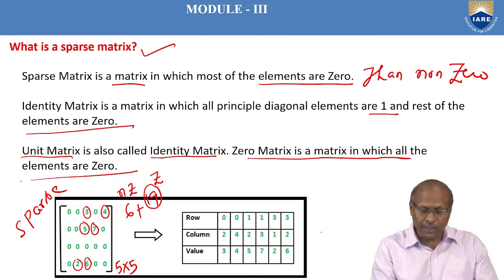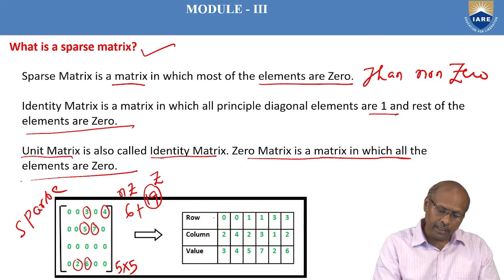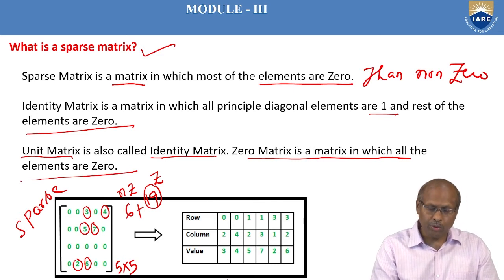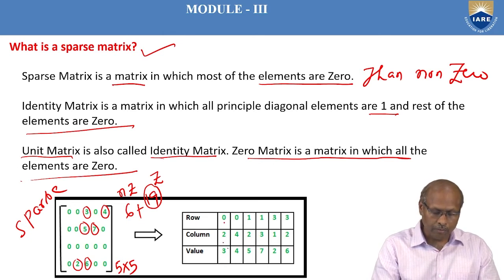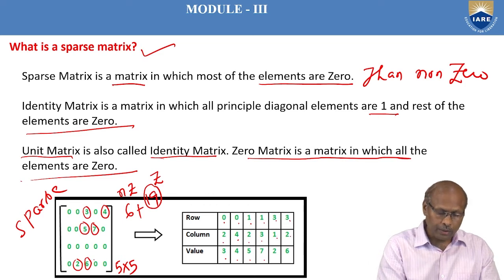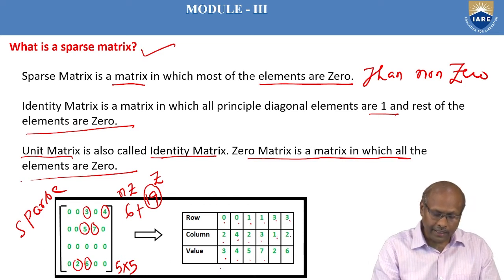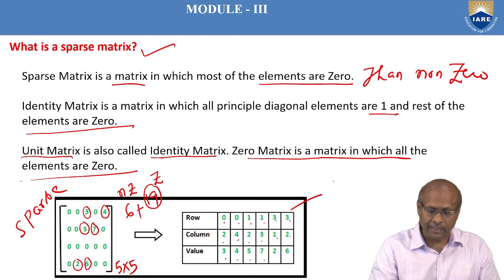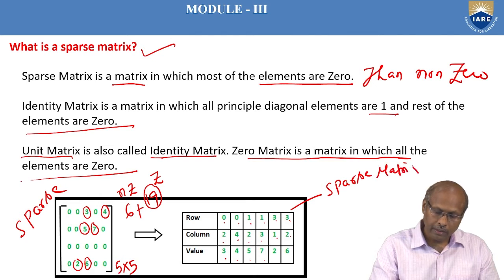And the sparse matrix you have to represent in this way. Those non-zero values you should represent through row, column, value. 0th row, second column, value is 3. 0th row, fourth column, value is 4. 1st row, second column, value is 5. Similarly, 1st row, third column, value is 7. 3rd row, 1st column, value is 2. 3rd row, second column, value is 6. So this matrix you can write in this way also. This is the sparse matrix representation.